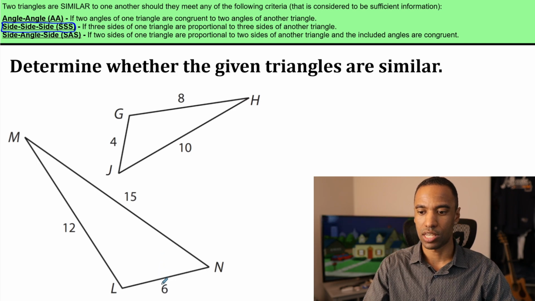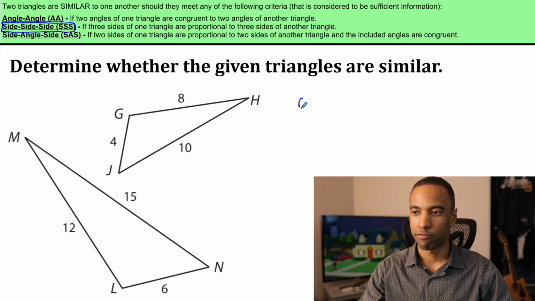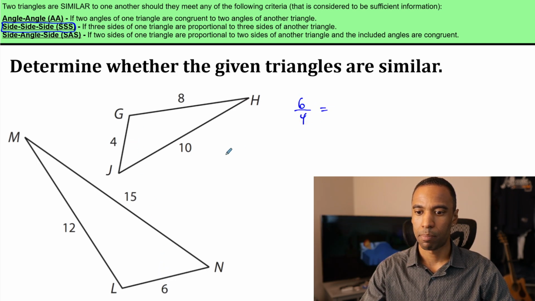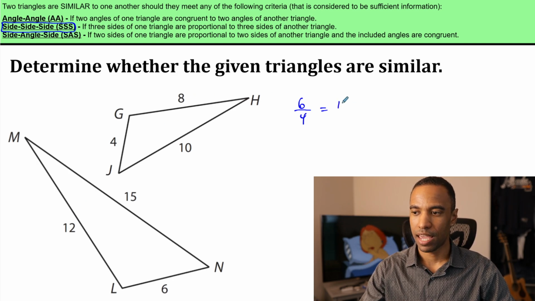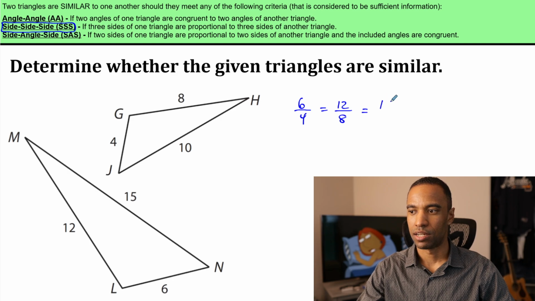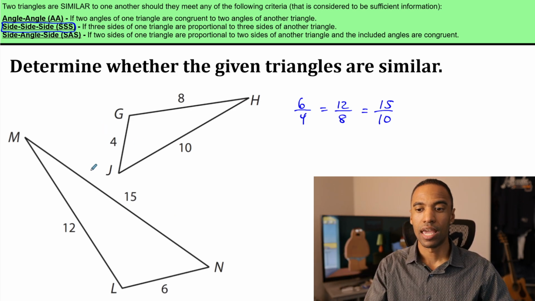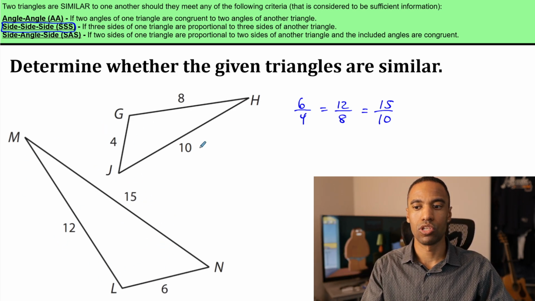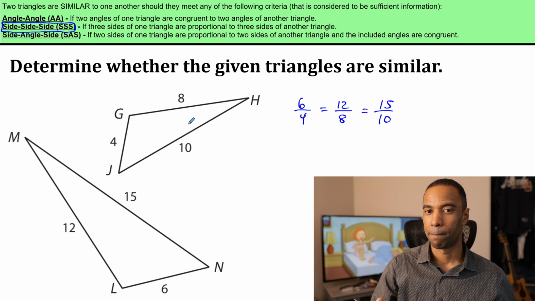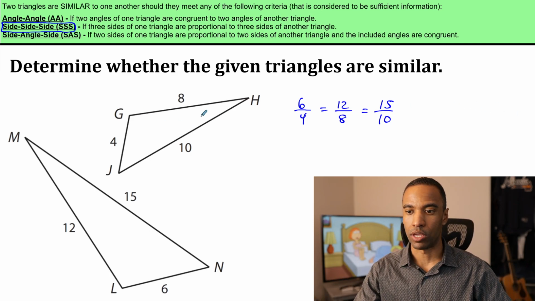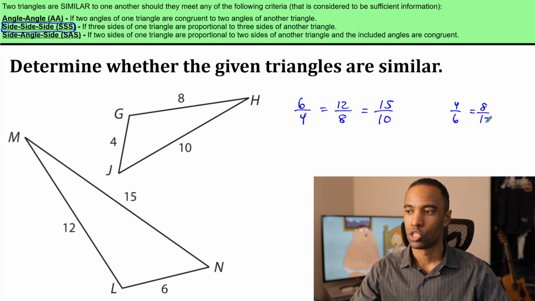I'm going to test and see how 6 divided by 4 matches up against 12 divided by 8 and 15 divided by 10. Now, I do want you to see that besides small, medium, and large comparing sides, I did go from the big triangle to the small triangle each time here. Now, you could have also done it the other way. You could have gone small to big. You could have said 4 over 6 equals 8 over 12 equals 10 over 15. It doesn't matter which way.